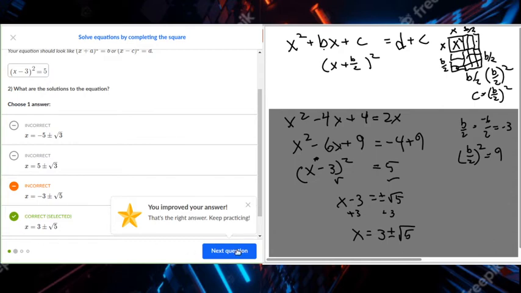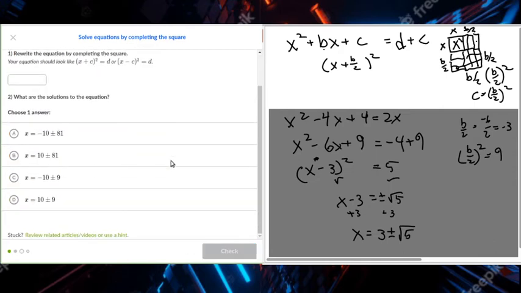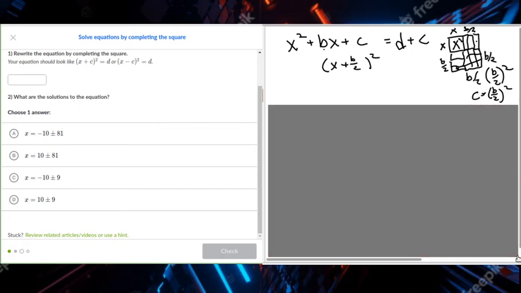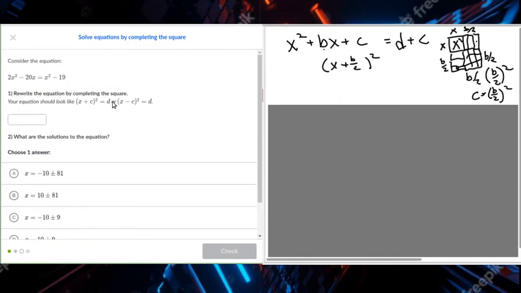I said I make little typos on Khan all the time, right? And then what do you have to do? You have to go back and do them again. More questions. Khan is cruel that way sometimes, but it makes you not make mistakes. So you need to rewrite this equation and solve, just like we did before.